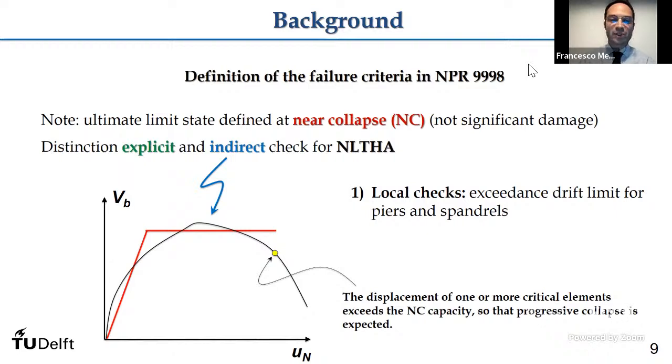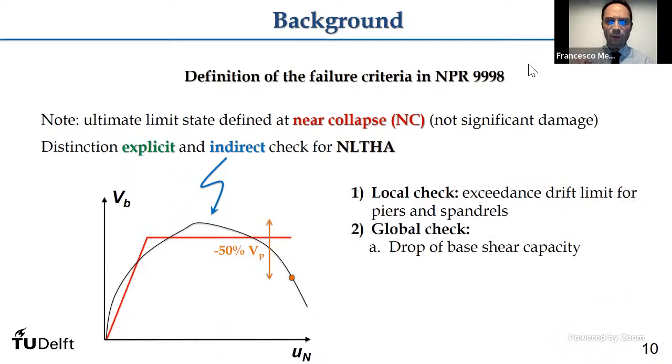So that progressive collapse is expected. And then the difficult task of the analyst is to identify when one or more elements are critical. Typically, it is considered when they are load-bearing elements, and then they would lead to a collapse of a large portion of the structure, which could resemble the 20 to 30% volume loss defined for the explicit check. But of course, with an indirect method and an implicit solver, it's rather difficult to find very specific quantitative criteria.